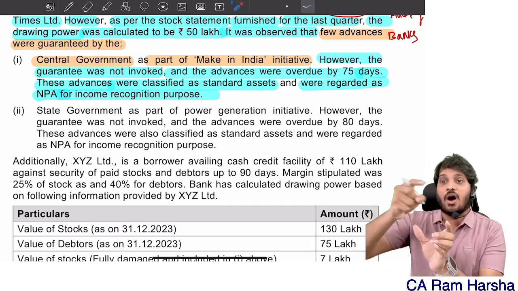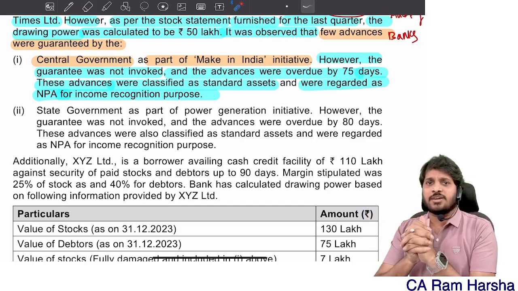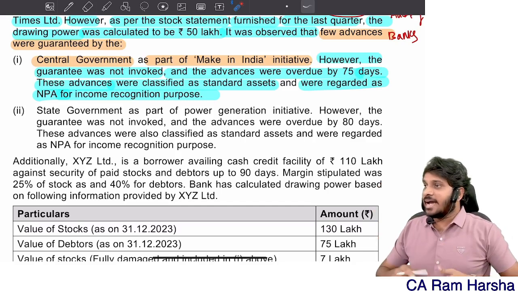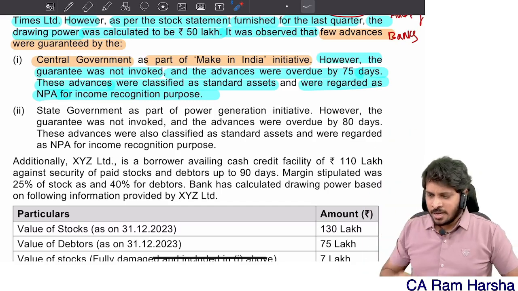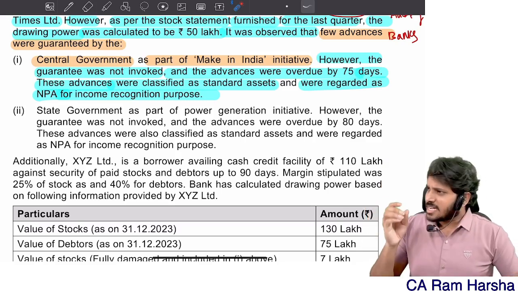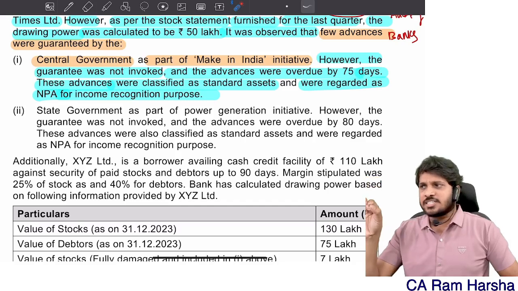If it is out of order. What is out of order? When will a cash credit and OD be treated as out of order? Very simple. Now tell me, bank will sanction an OD facility, right? For example, in this case, bank has sanctioned how much? 75 lakhs. And the customer was given power to withdraw how much? 50 lakhs. That 50 lakhs is treated as what?